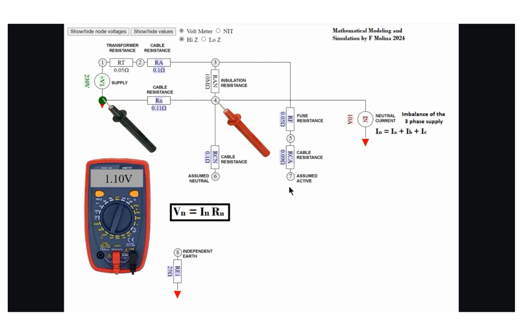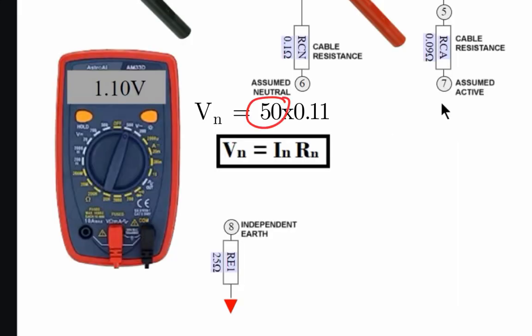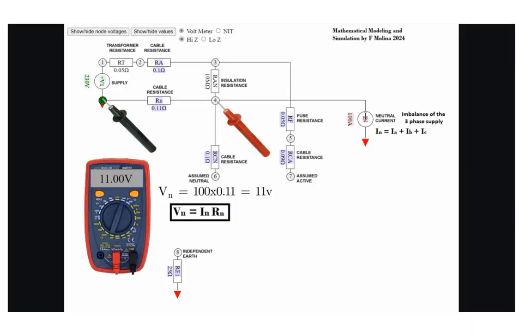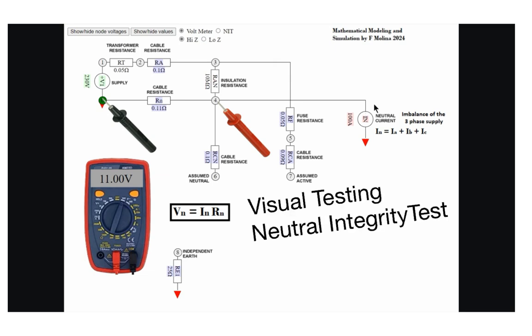If neutral current increases to 50 amps, neutral voltage rises to 5.5 volts. At 100 amps of neutral current, the voltage increases to 11 volts. According to WPS 005 standards, voltage between 6 and 15 volts would require further investigation. The next steps would include visual inspection, testing the neutral integrity, and conducting a voltage quality check to assess the system's condition.